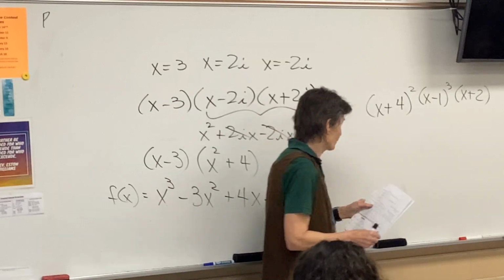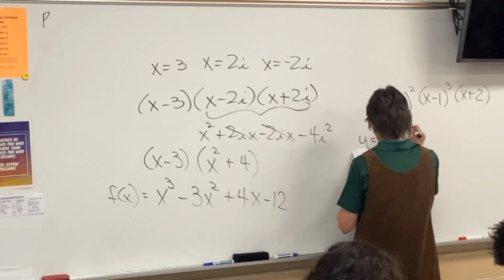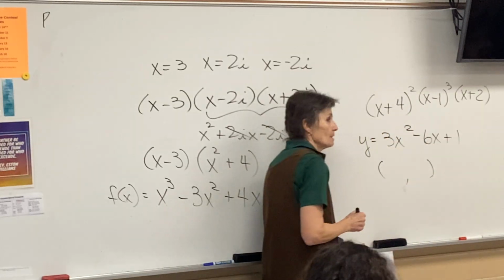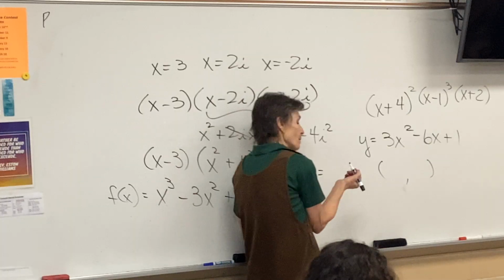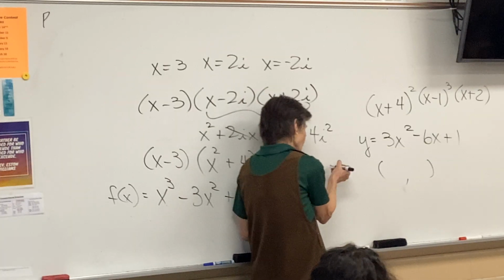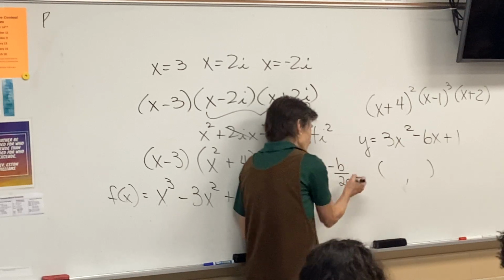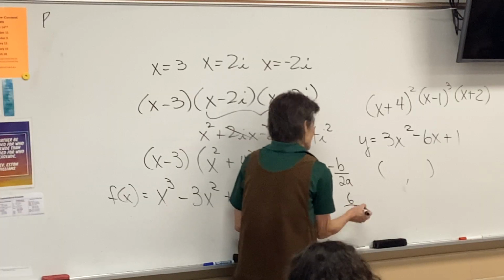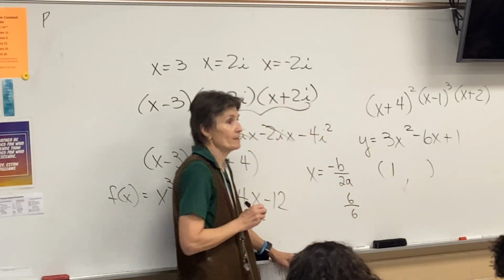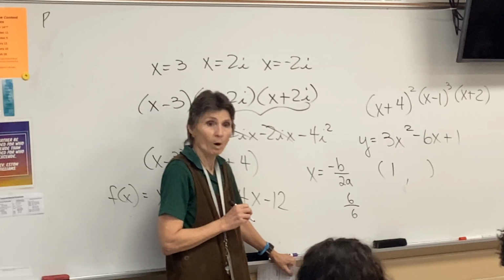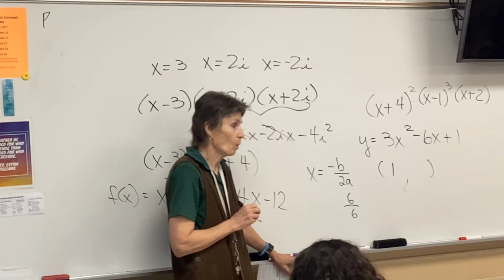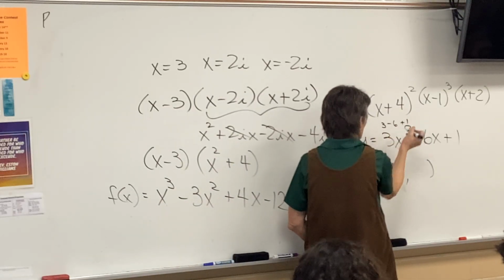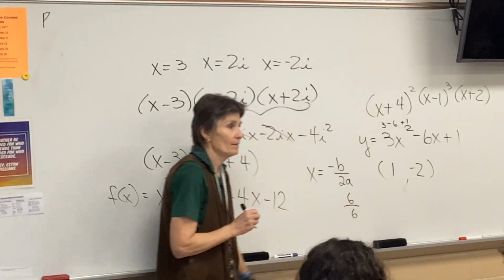Number 4. Find the vertex. Yeah. So to find the vertex, which is a point, we can find x using our little formula, which is negative b over 2a. And look at our equation, so that would be 6 over 6. So my x coordinate of my vertex is 1. And then how do I get the y? Plug in 1. So 3 minus 6 plus 1, negative 2. And there's your vertex.